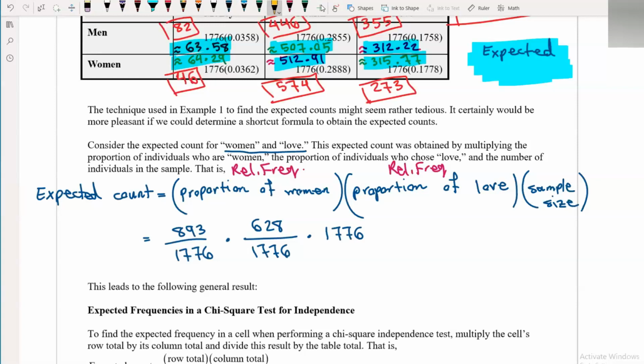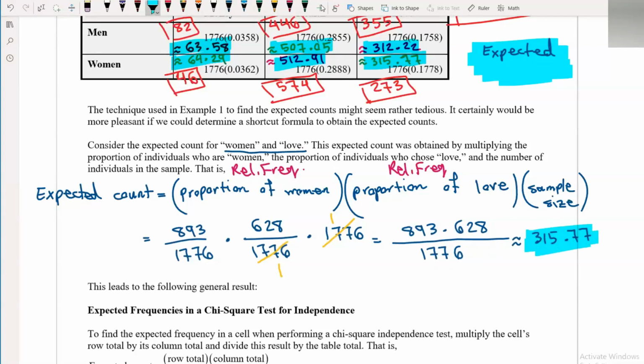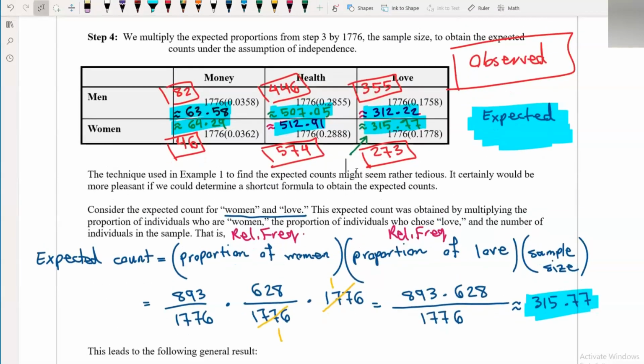Here we can clear this fraction. So divide this one by this one. Here is 1, 1. So what's left? Multiplying what we have on top, the numerator is 893 multiplied by 628, divided by the denominator, we have 1776 multiplied by 1. And my answer here is 315.77, which is exactly the same as what we got here. So this is women love, same answer.